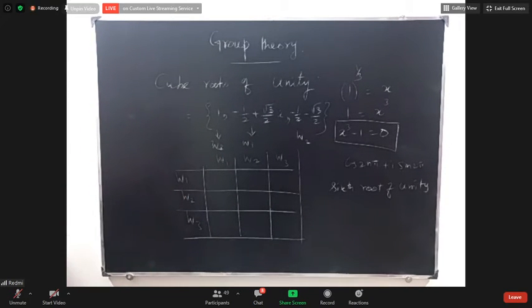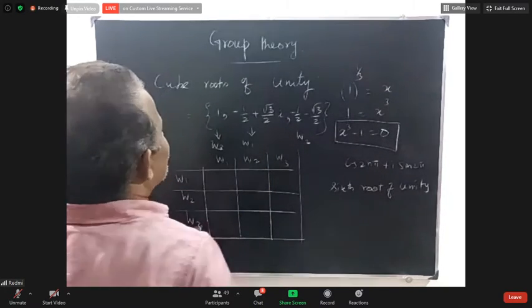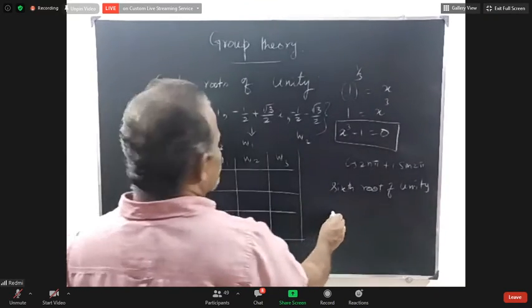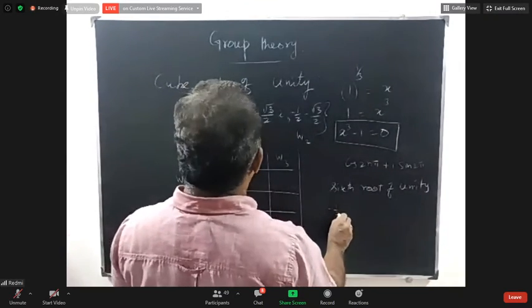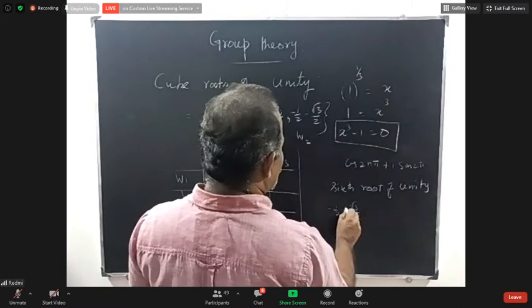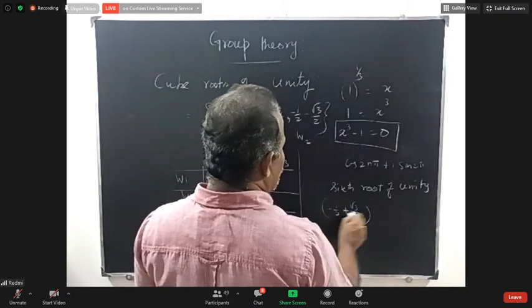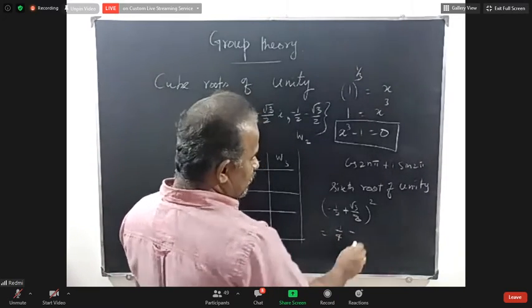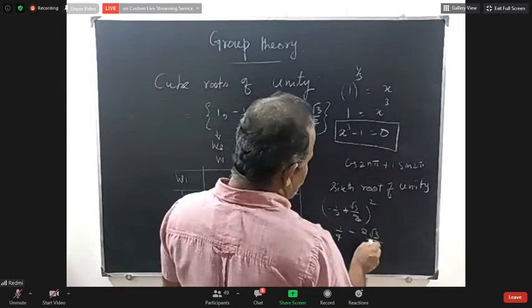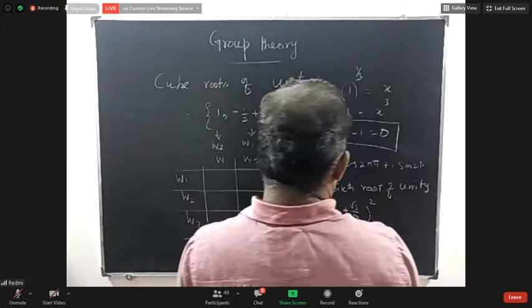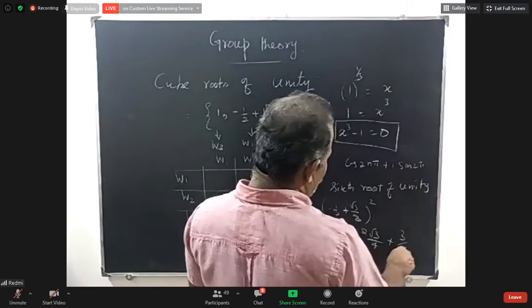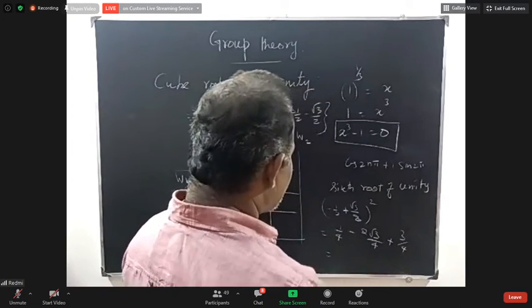W1 into W1 is equal to, what will you get? W1 into W1. So therefore W1 squared is equal to minus 1 by 2 plus root 3 by 2 i, the whole square. Therefore 1 by 4 minus 2 root 3 by 4 i, plus 3 by 4 i squared.